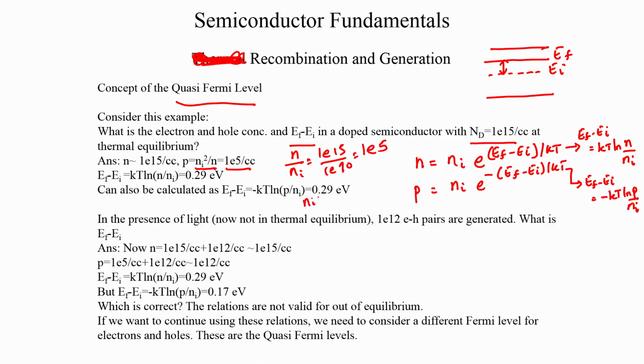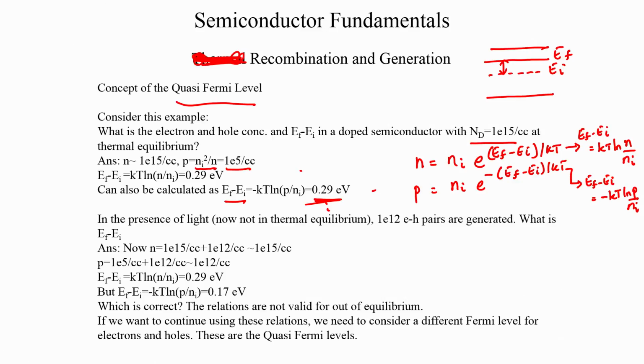And what is P by Ni? P by Ni is 1e5 by 1e10, which is 1e minus 5. So, you plug in these two values here, you will find that both these options give you the same answer, and you will find that Ef minus Ei is approximately 0.29 electron volts.